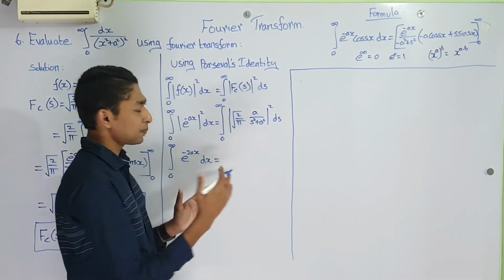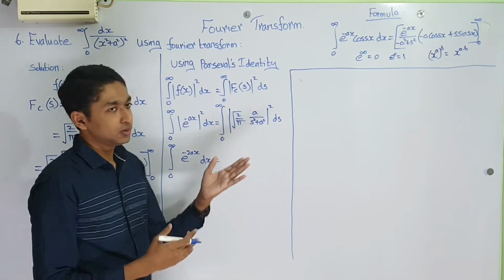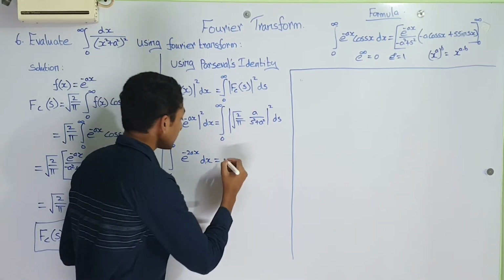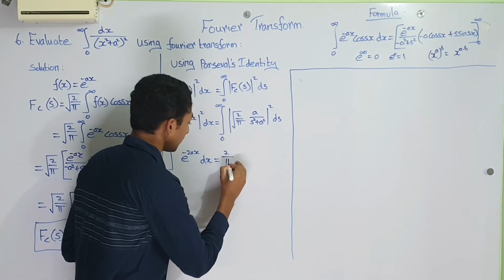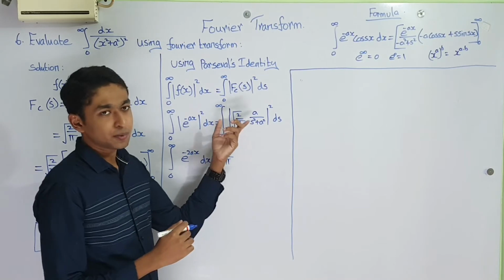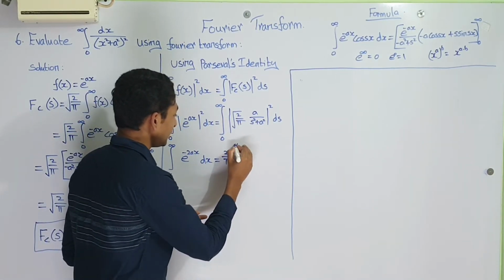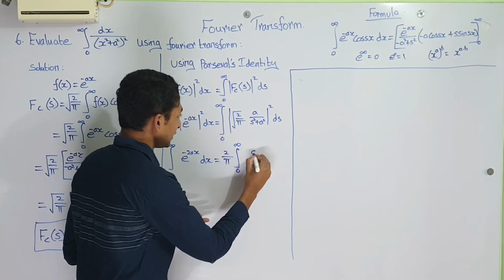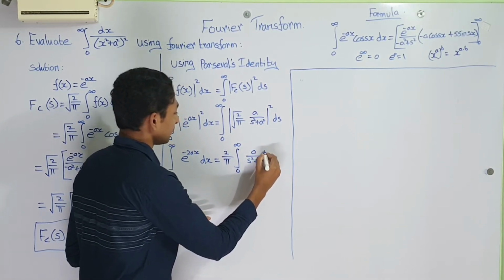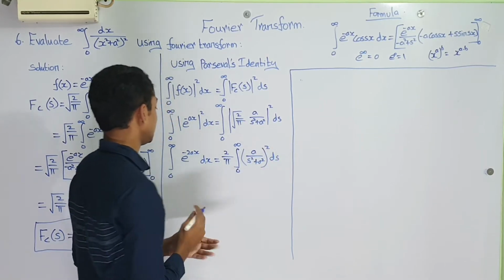If you square the root, the root will be gone. So we get 2 divided by pi, because squaring gives 2 divided by pi, and integral 0 to infinity a divided by s square plus a square, the whole square, ds.